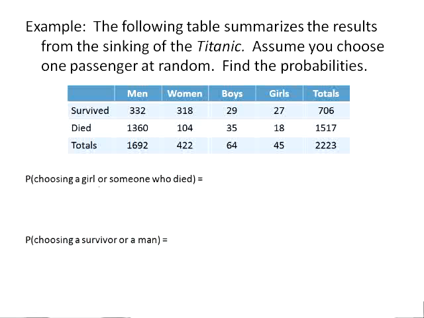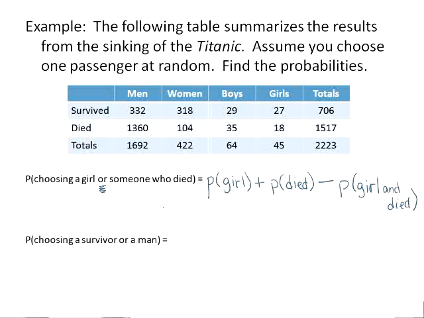Now look for this question. It has a key word here. We've got an OR in there. We want to know what the probability is of choosing a girl or someone who died. So we're going to break this up into the probability of choosing a girl plus the probability of choosing someone who died. But there is some overlap here. There are girls who died. So we're going to subtract the probability that they were a girl and they died.